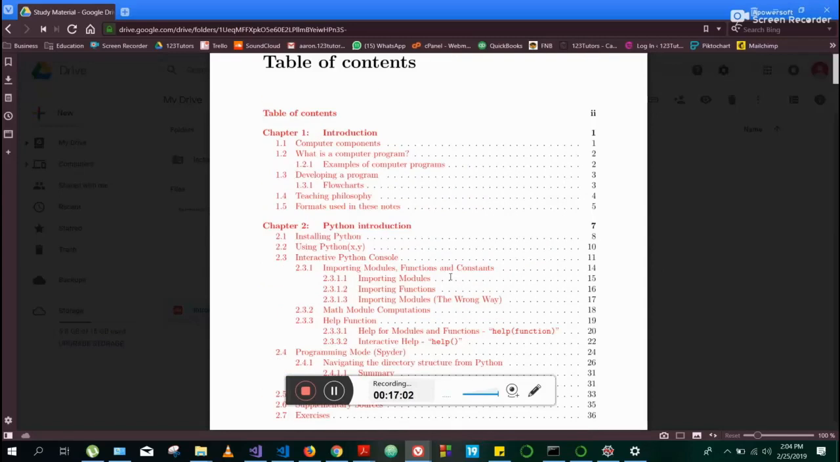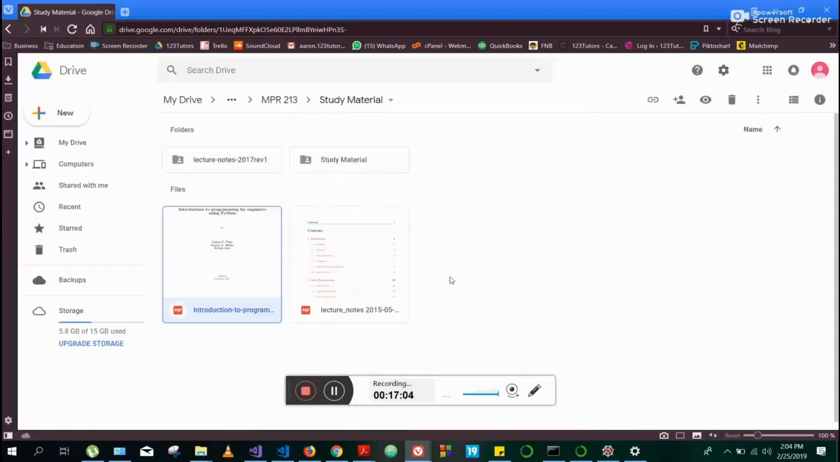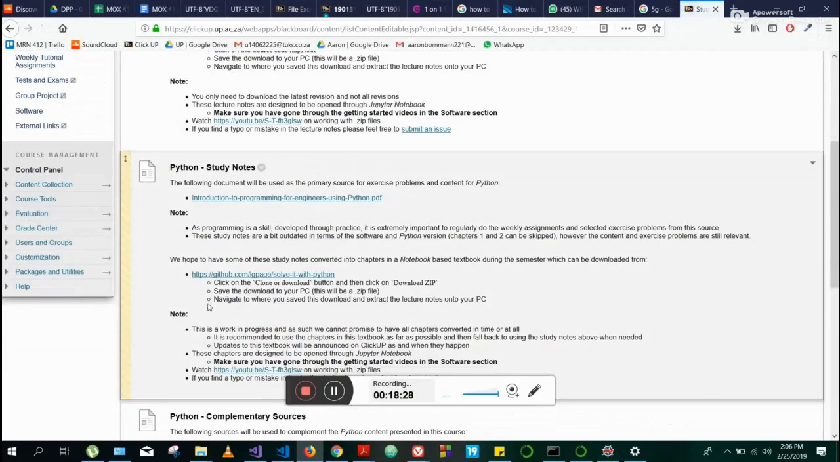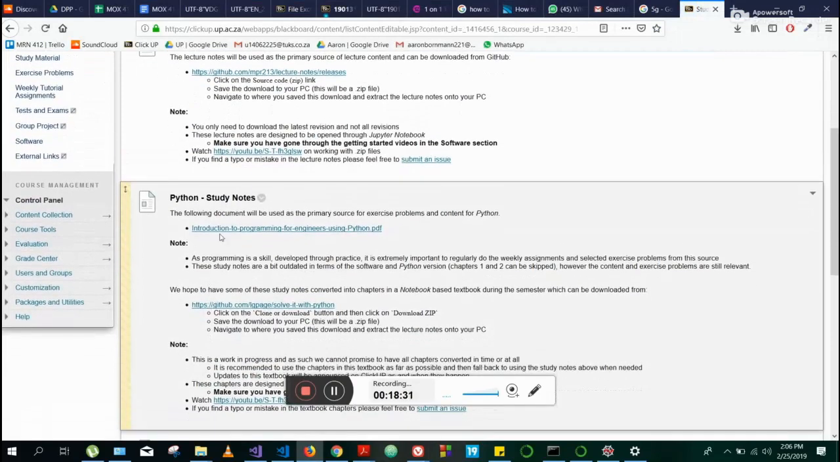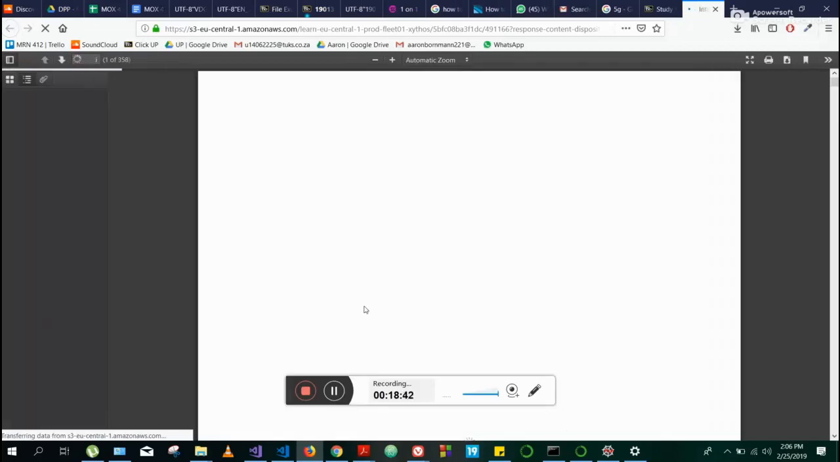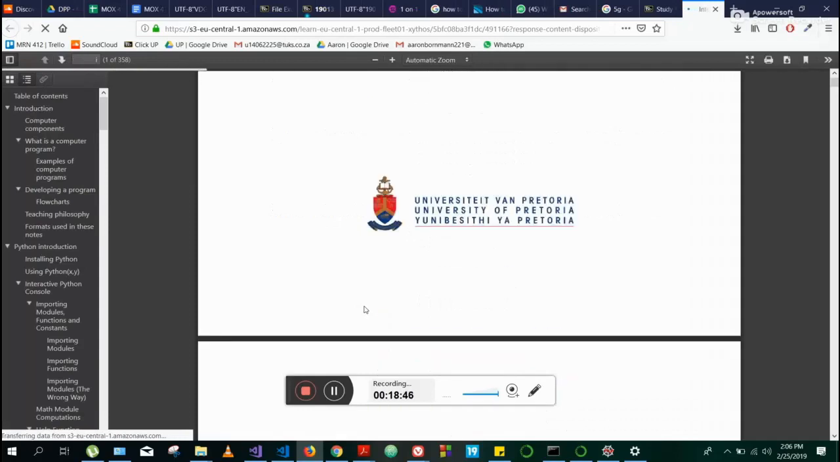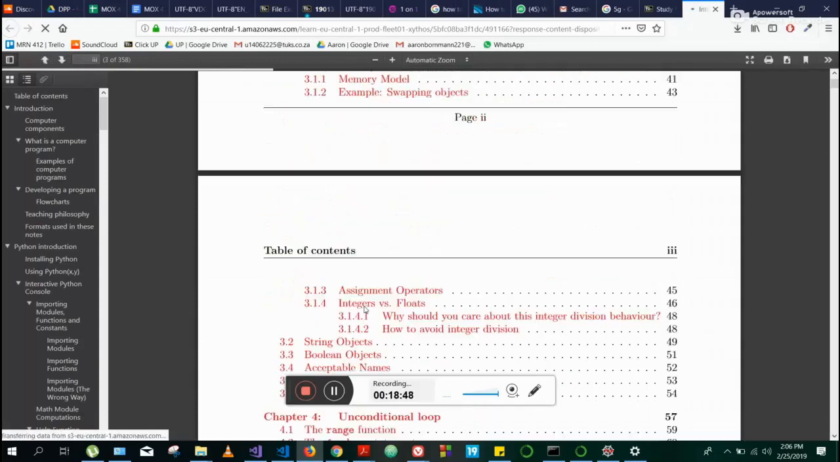But if you look at the textbook, don't worry about that, right? Now, this textbook is on ClickUp. So if you go to ClickUp, to study material over here, you'll see that here's everything you need. So there's Python study notes, and Introduction to Programming for Engineers over here. So this is the textbook. It's loading. So this is the textbook, right?